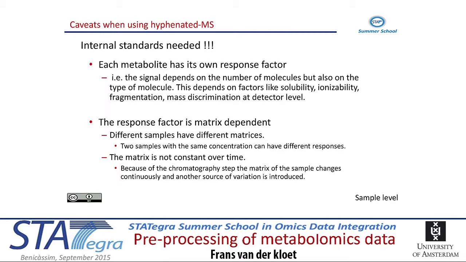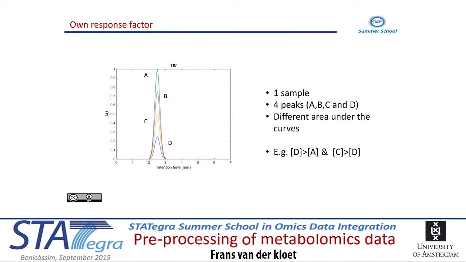And internal standards are one of the items that we can use for correction. So if we look, for example, at this one sample, and I have here 4 peaks, A, B, C, D. We have different areas under the curve, but it doesn't mean that my concentration of D could be, it could be that concentration D would be larger than A, but C again would be larger than D. So that's really non-indicative.